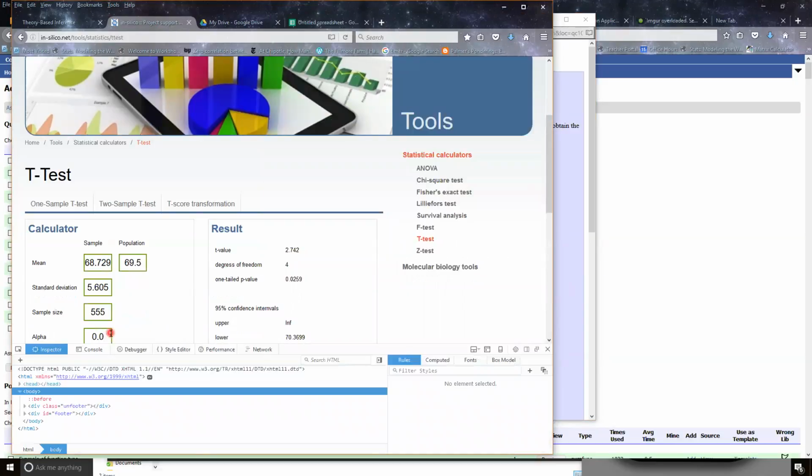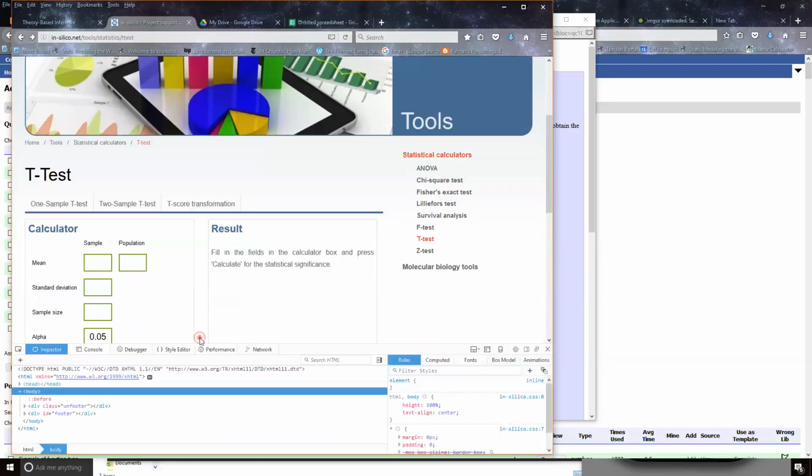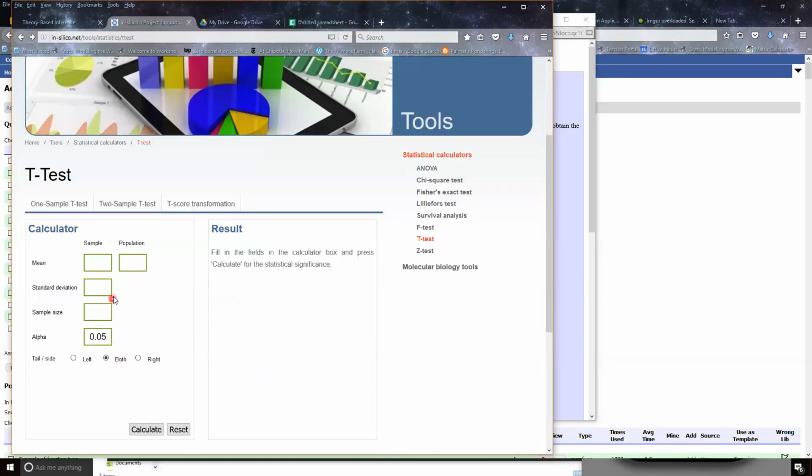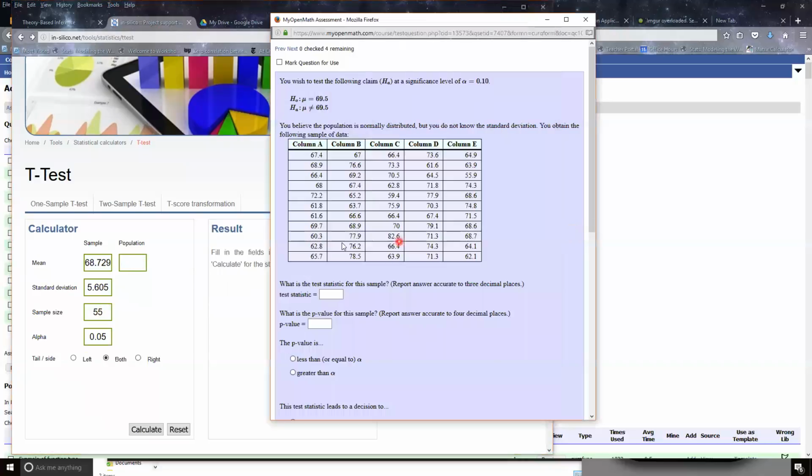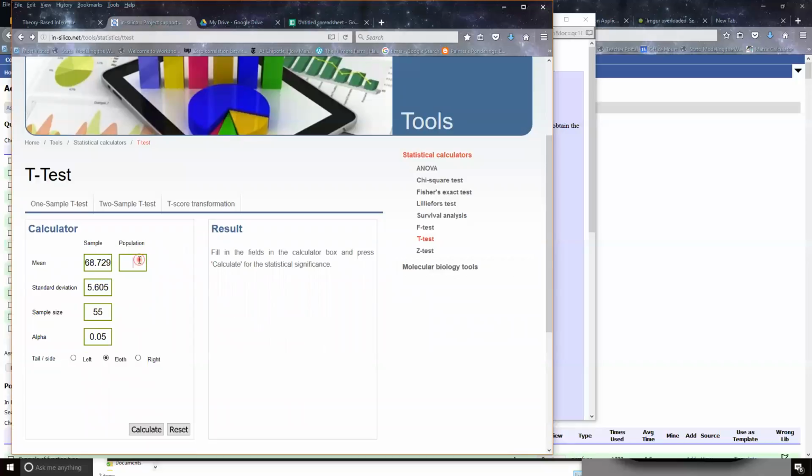This is kind of cool. This app does this, but what did I just do? Here, let me get rid of that. Oh, and it wiped everything? All right, just a minute. Give me a second here. Fat fingers got in the way again. 68.729, 5.605, n is 55, and 69.5.